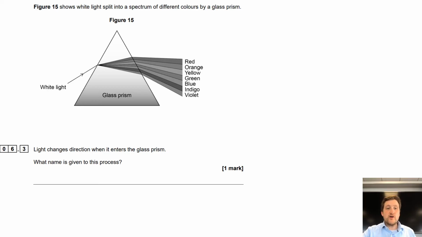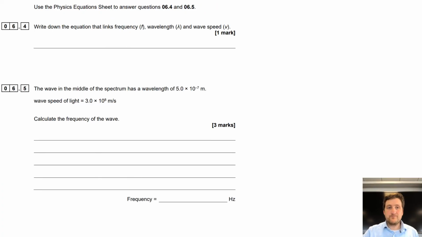Now, light changes direction when it enters a glass prism. This is something you'll have done in year 7, something you'll have done again in year 11, all about splitting light. And this name for when light changes direction is called refraction. Okay, you need to know the colors of the rainbow as well.